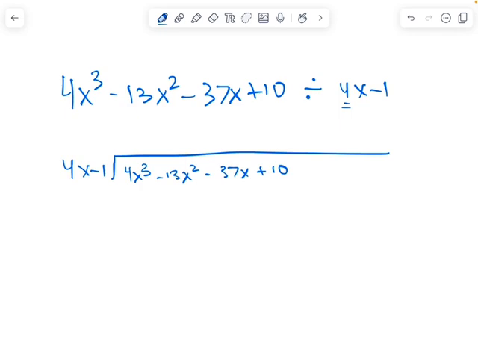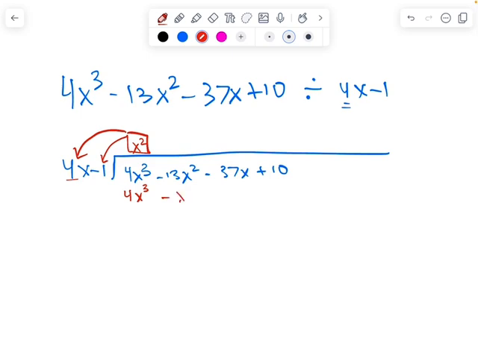So I need something here to go in this box so that when I multiply it by 4x, I get 4x cubed. So I'm going to put an x squared in here and just check and see if that works. X squared times x to the first is x cubed, and then the 4 comes from here, so that's good. Now if I multiply the x squared by 4x, I've also got to multiply it by that guy. So that's going to give us a minus x squared.